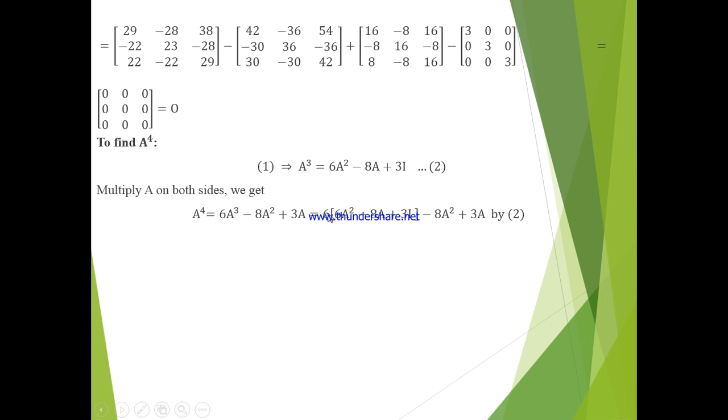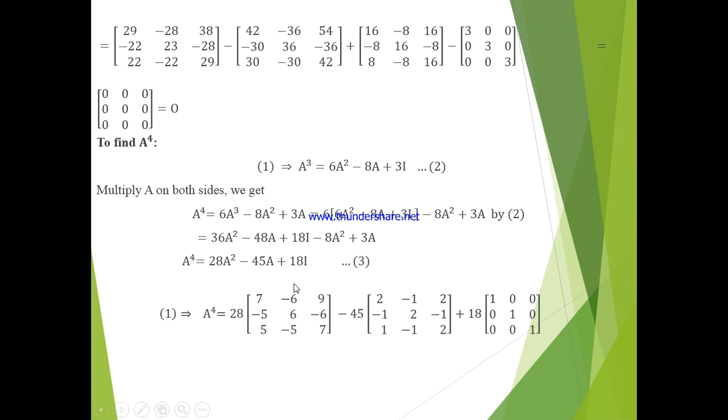So 6 into A cube. We have to substitute the A cube value here, minus 8A square plus 3A. So 6 is multiplied by each and every term. 6 into 6, 36A square. 6 into minus 8, minus 48A. Plus 3 into 6, 18I. Minus 8A square plus 3A. So we get 36A square minus 8A square, 28A square, minus 48A plus 3A, minus 45A, plus 18I.